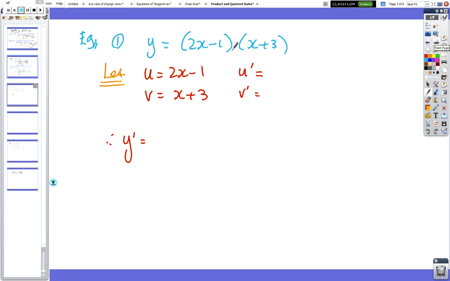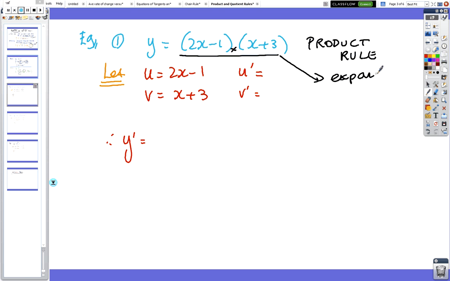Okay, so I've got two things being multiplied, so I'm going to use the product rule. And yes, if you wanted to, you could just expand it out, because it's pretty straightforward. And then just do the derivative, like normal. But we'll do it with the product rule. So, the first part we're going to call u, second part we're going to call v. So u equals 2x minus 1, so u dash equals 2. V equals x plus 3, so v dash equals 1.